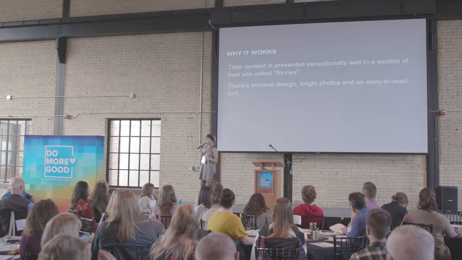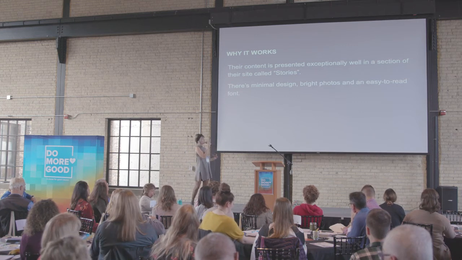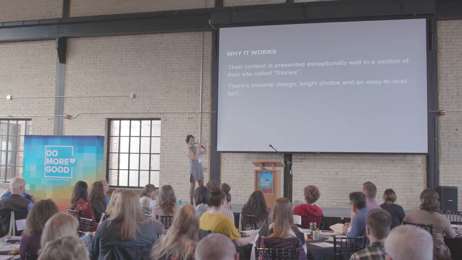Last example, Charity Water. Who's heard of Charity Water? Great. Charity Water basically just has incredible content. It works because the content on their website goes beyond just blogging. It goes beyond blog posts, and it's more about stories. When you are on this page, it looks more like a magazine or a book. It doesn't look like just a regular blog. There's minimal design, bright photos. It's really easy to read.